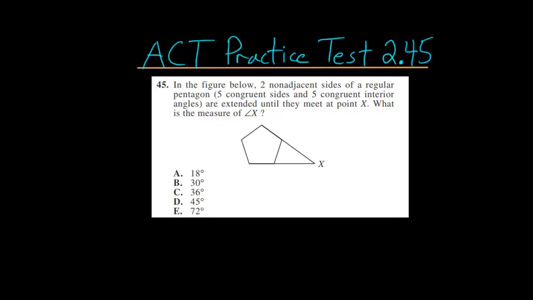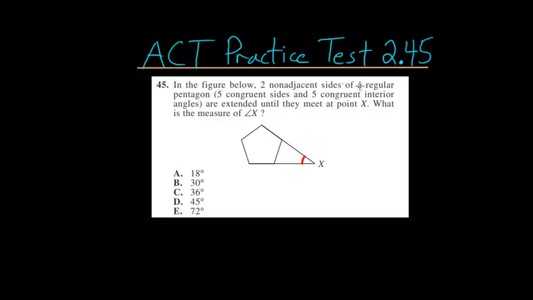For the 45th problem on the second ACT practice test, in the figure below, two non-adjacent sides of a regular pentagon, 5 congruent sides and 5 congruent interior angles, are extended until they meet at point X. What is the measure of angle X? So in essence, what we're trying to do is figure out what this angle here would be.